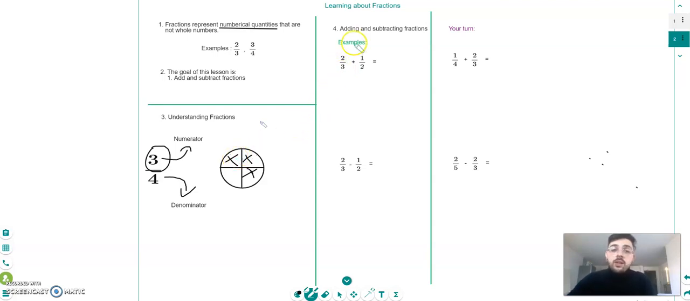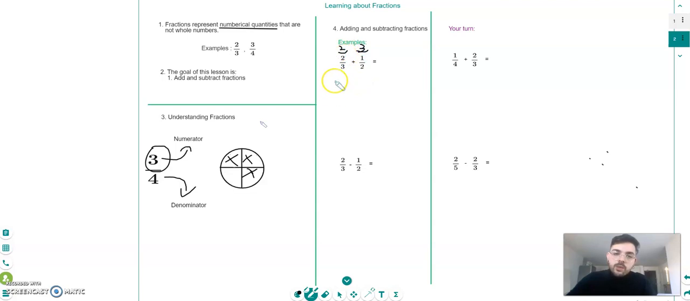Okay, so the first example of adding fractions, here we have 2/3 plus 1/2. To add fractions, we need to have the same denominator in both fractions. So in this case, the common denominator of 3 and 2 is 6. So for 3 to become 6, we need to multiply by 2. Same for the top piece, the numerator. So we're going to multiply by 2, and this side we're going to multiply by 3.